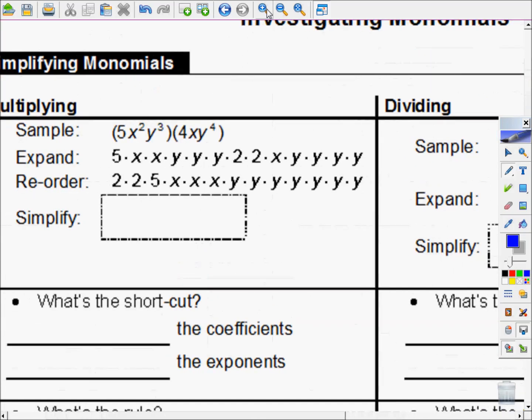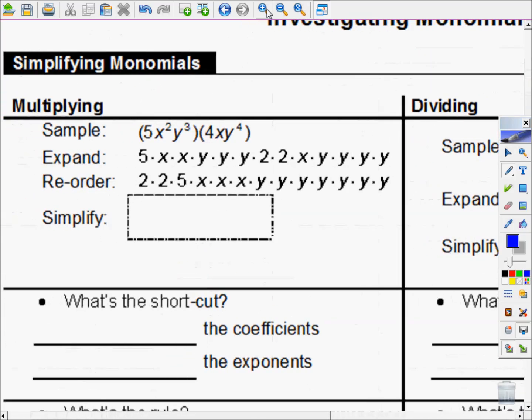Now, let me go over this again. When you were in 8th grade, this is what they were teaching you to do. The reason there are 2's in there is because you have to take the numbers down to their prime form, and the prime form of 4 is 2 times 2. So I would do 2 times 2 times 5, which is 20. Then I count how many x's I have, and that is my exponent. I count how many y's I have, and that is my exponent.